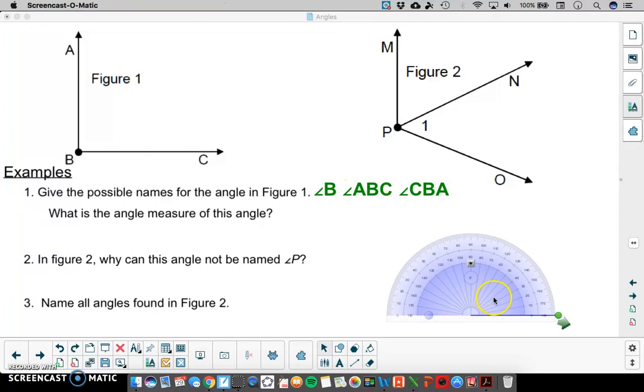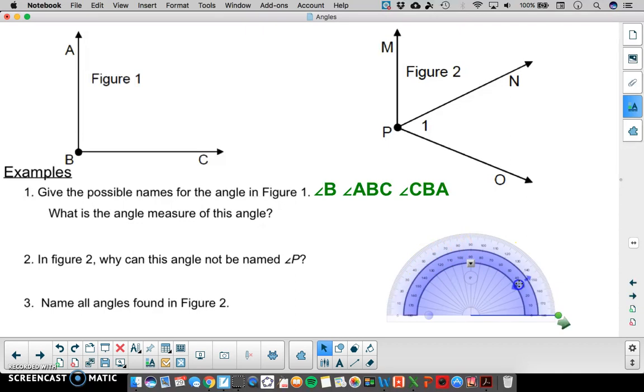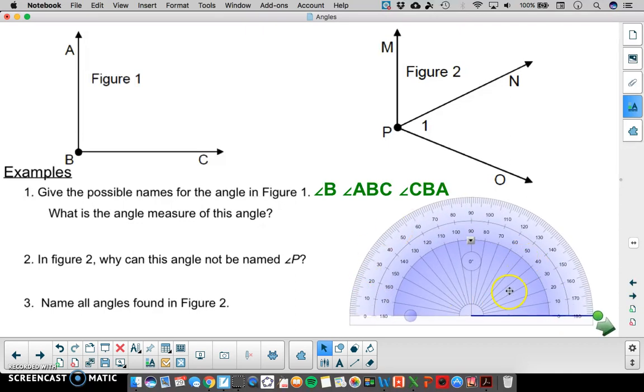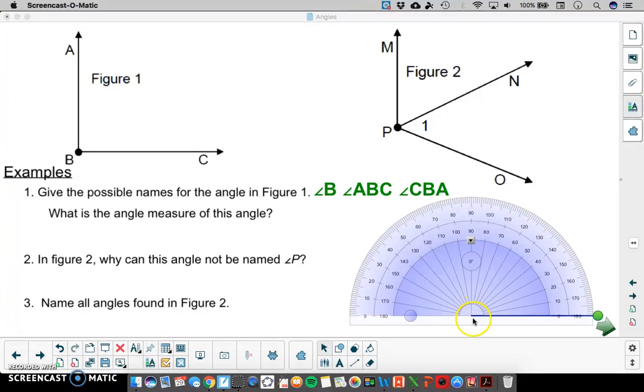Next, we're going to measure the angle in figure 1, and to do that, we're going to use our protractor. The protractor is a tool we use to measure angles. The numbers on here represent the amount of degrees in that angle. We know a straight line measures 180 degrees. You can see that we have two sets of numbers going from 0 to 180 degrees in both directions. To use a protractor, you're going to use the vertex of the protractor here and align that with the vertex of your angle. And you're also going to line up one of the sides of the angle with the 0 degree measure on the protractor.